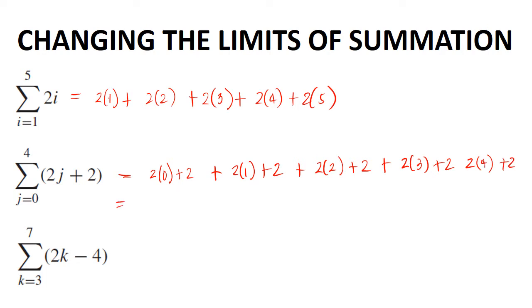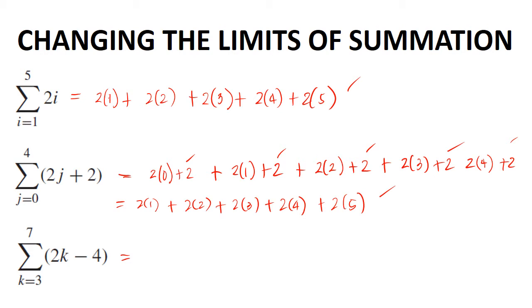Pag sinimplify mo yan, meron kang 2 times 1, meron kang 2 times 2, plus 2 times 3, plus 2 times 4. Tapos bilangin mo yung naka-plus 2. 1, 2, 3, 4, 5. Meron ka pang 2 times 5. So, parehas lang siya dito sa una. This only means that we can change the limits, lower and upper limits. And also, by doing so, nababago din yung ating equation or yung function.